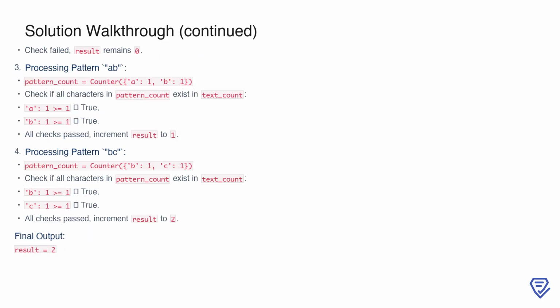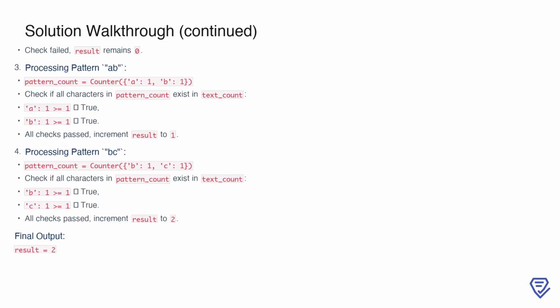Next, we process the second pattern, UB. The frequency count shows that both A and B appear once. Checking these against the text, we find that both letters meet the required frequency. Since the text can form this pattern, we increment result to 1. Then, we look at the third pattern, BC. The frequency count for BC indicates that both B and C appear once. Verifying these letters in the text, we see that both meet the required frequency. As a result, we increment result to 2. At the end of this example, the final output is 2, meaning only 2 of the 3 patterns can be formed from the text.